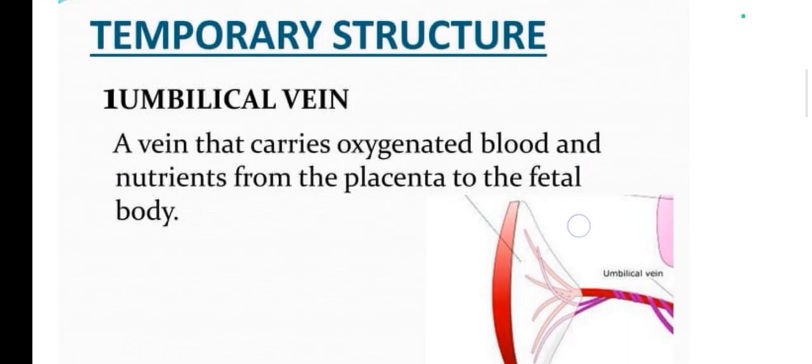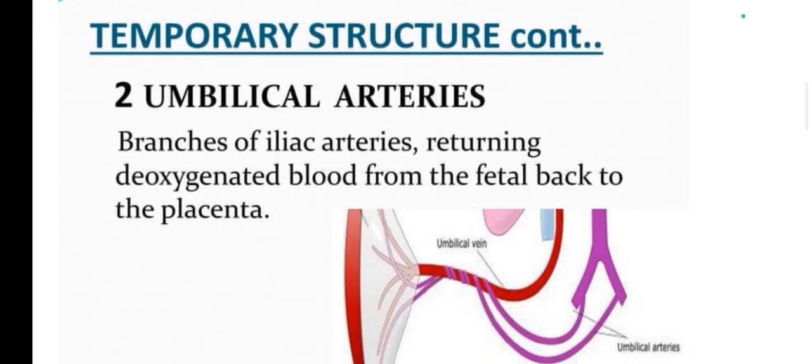Temporary structures. One umbilical vein is present, and the vein will carry oxygenated blood and nutrients from the placenta to the fetal body. There are two umbilical arteries, branches of the iliac arteries, returning deoxygenated blood from the fetus back to the placenta.